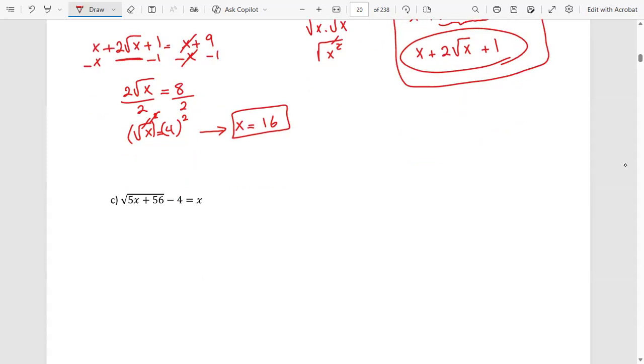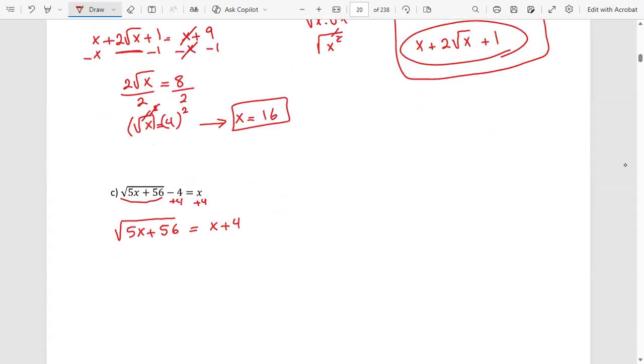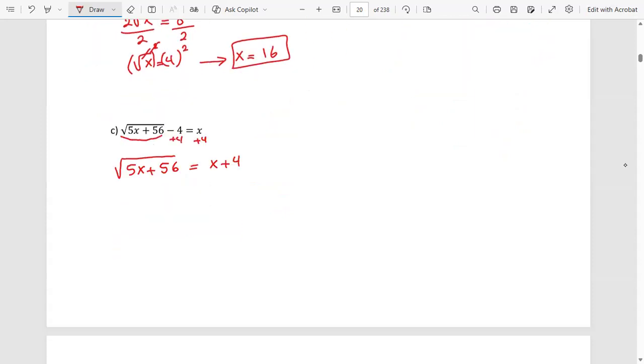Next example, you want to solve this equation. Again, we're following the same steps. Step 1, isolate the radical expression. To isolate this one, I need to move 4, so I will add 4 to both sides. Okay, now step 2, raise both sides to the power of 2.